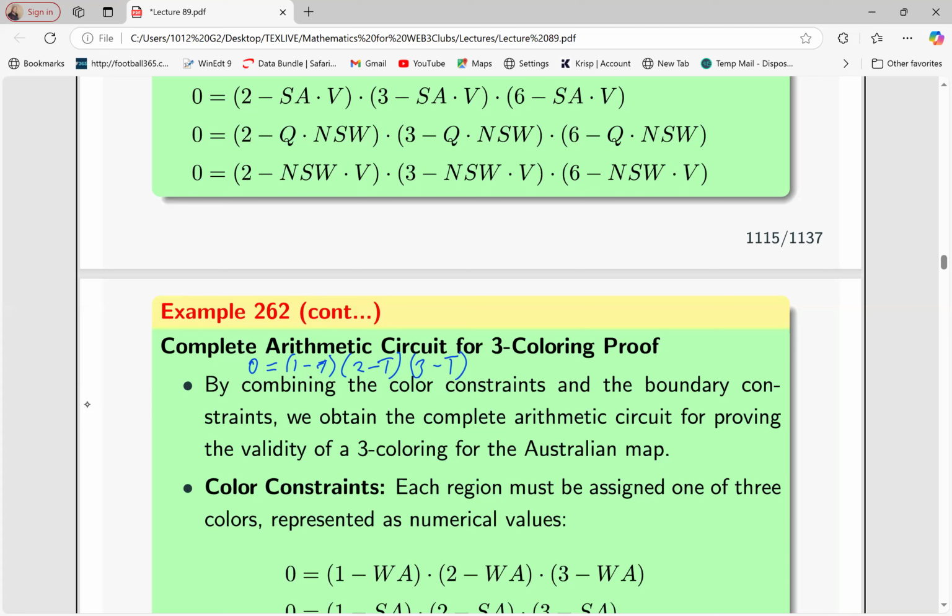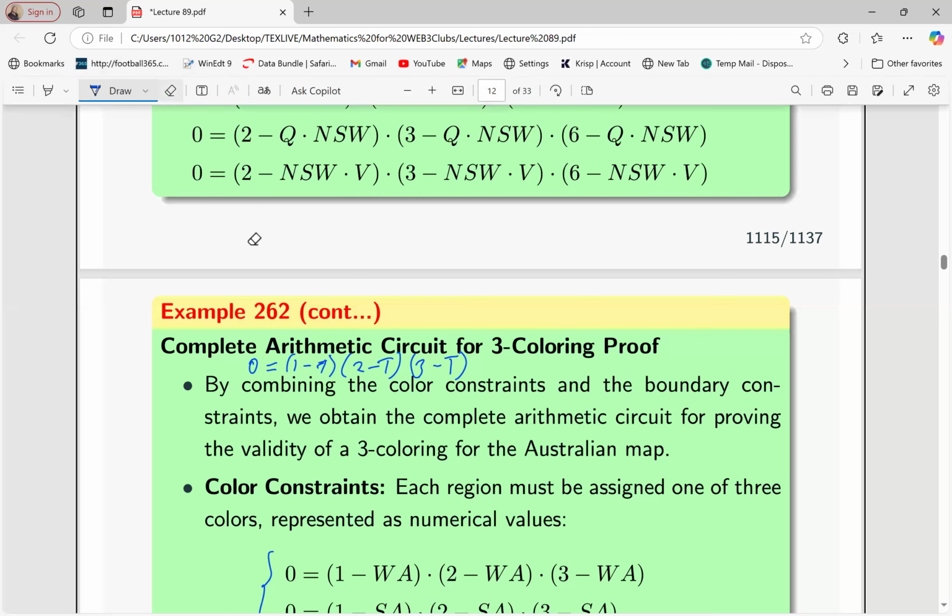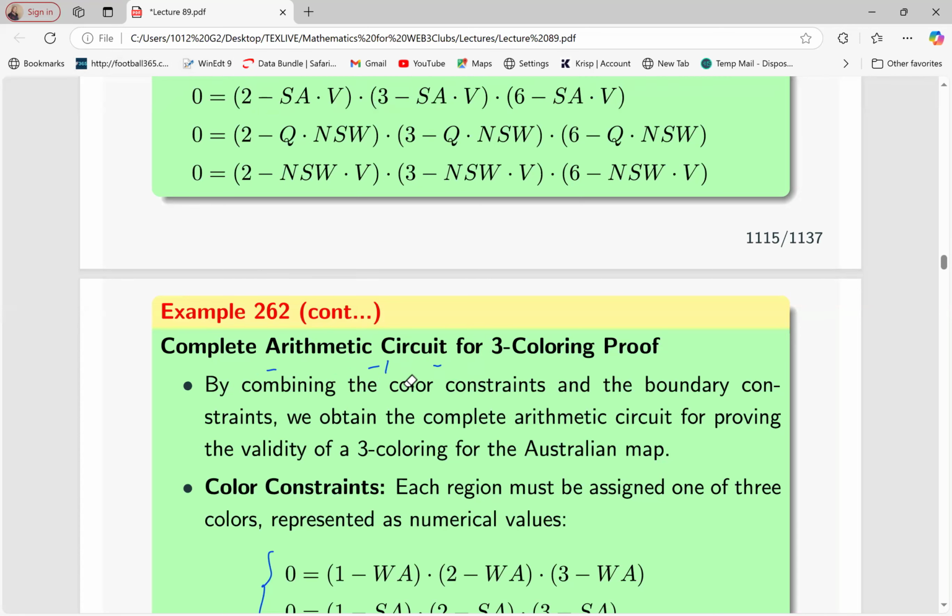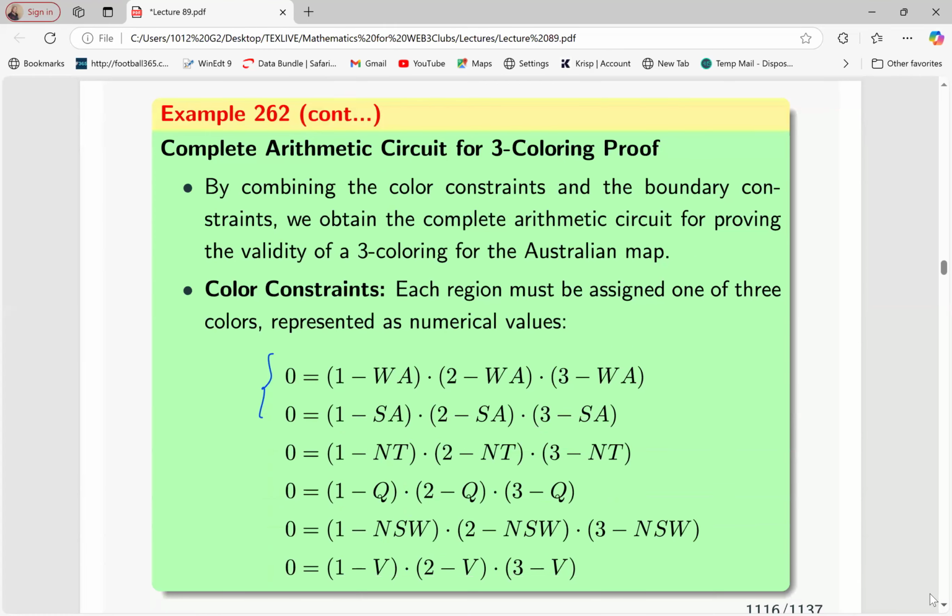And the other constraint was one that ensures that no two neighboring regions have the same color. And this is what we've been looking at, and it's here. Now this one is the first one, the color constraint, which ensures that every region has one color.